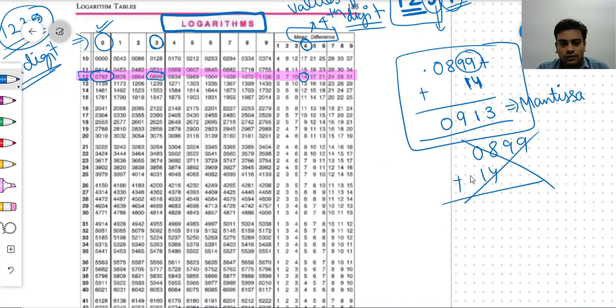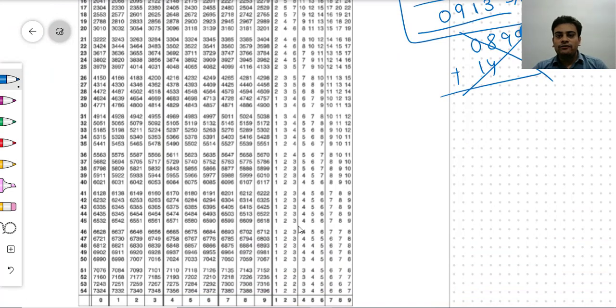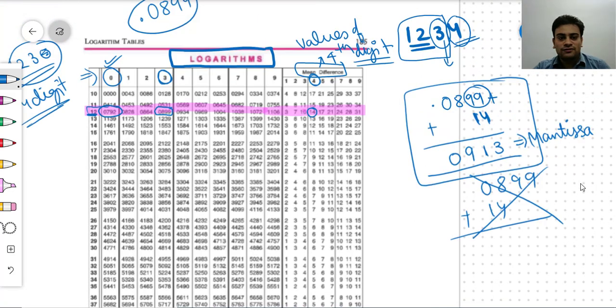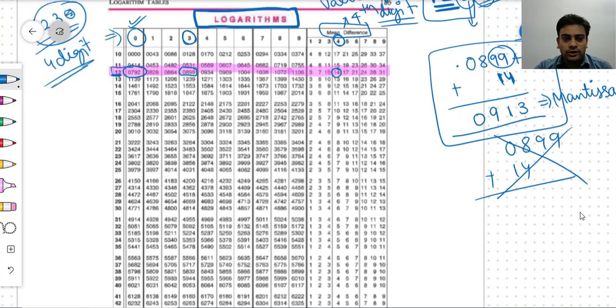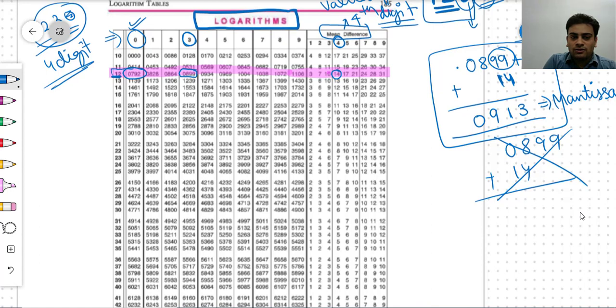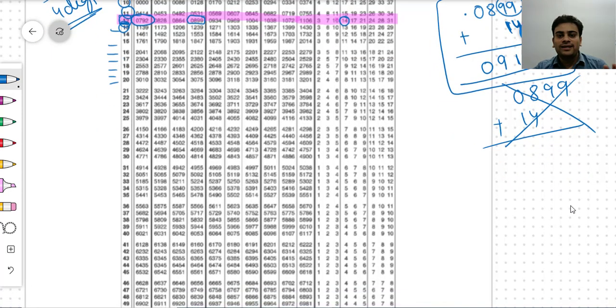Clear? Now you can see why I am telling you that we only need to look at the numbers. If you look at this table, the first two digits are in the first column: 10, 11, 12, 13, 14, 15, 16, 17, 18, 19, 20. All are normal numbers, not decimal numbers. That is why we always need to look at the number part only. For the mantissa, we always ignore the decimal part or the zeros before the number.